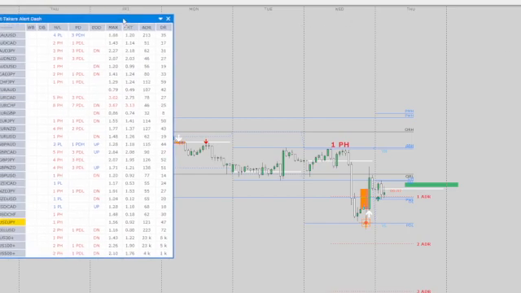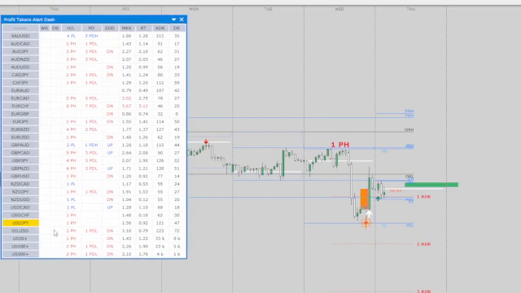Uh-oh, you can't see the chart. There we go. But we have a ton of pairs here that are new peaks, and we are expecting day two trend trades to occur on Thursday.